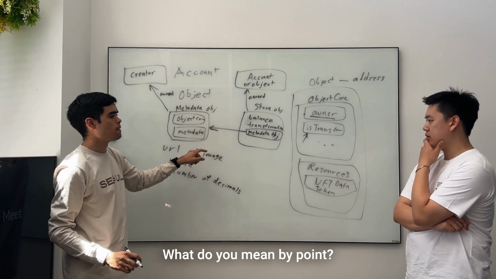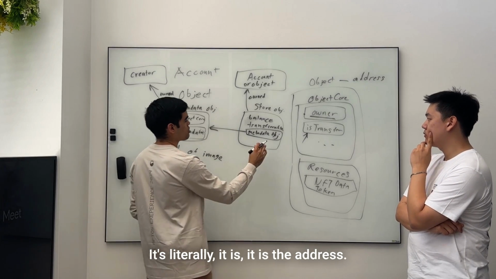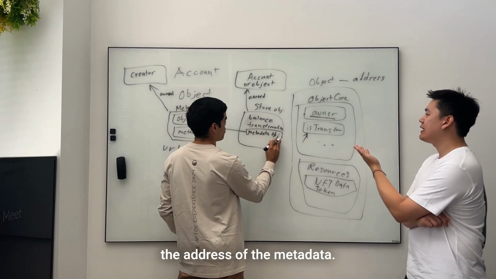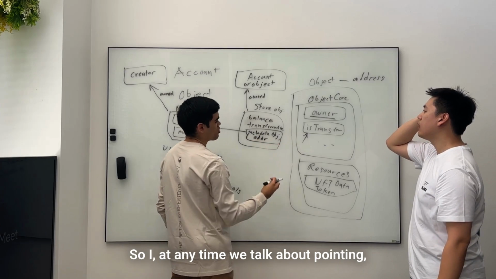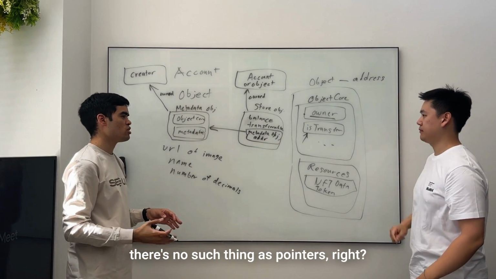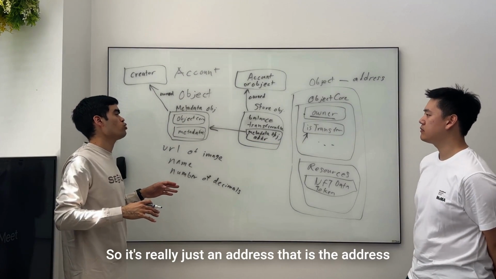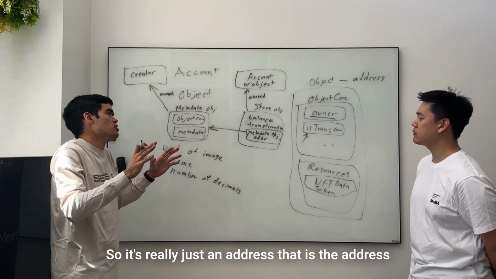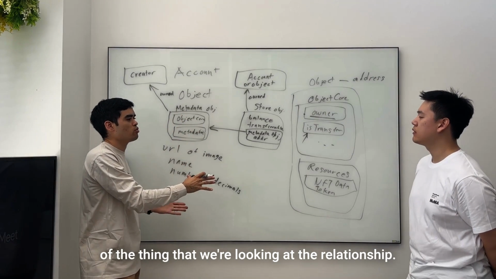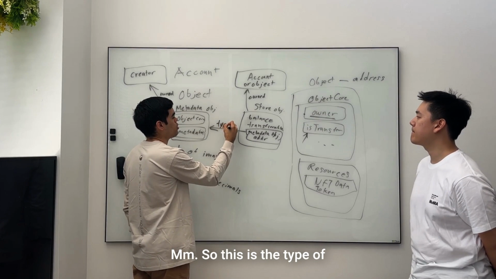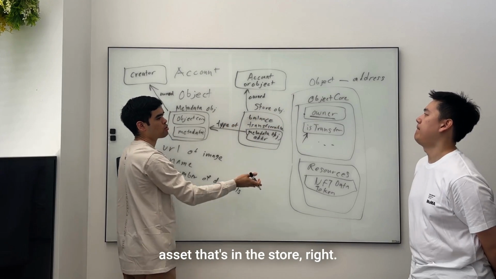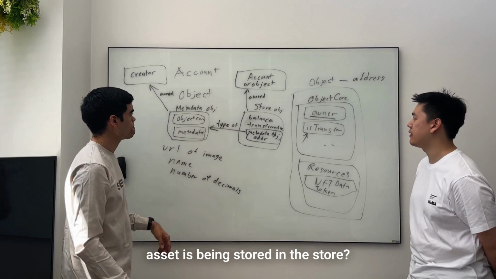What do you mean by point? It's literally the address. It's the address of the metadata object. Got it. Anytime we talk about pointing, there's no such thing as pointers. It's really just an address of the thing that we're looking at the relationship. So this is the type of asset that's in the store. That's how you know what asset is being stored in the store object.